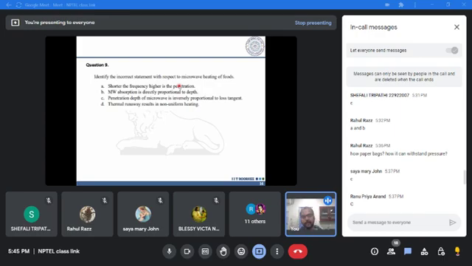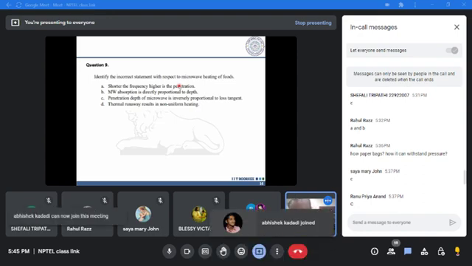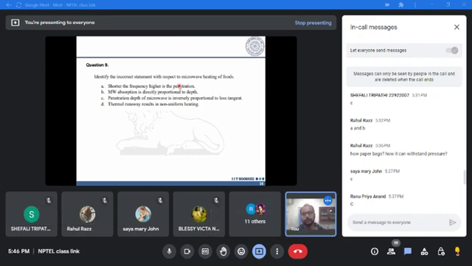Identify the incorrect statement with respect to microwave heating of food. We have just discussed microwave heating of food, so you can find out which one of these statements is incorrect. Shorter the frequency, higher the permeation. Microwave absorption is directly proportional to the depth. Penetration depth of microwave is inversely proportional to the loss tangent. Thermal runaway results in non-uniform heating. So, what is the answer? Please say in the comment box.